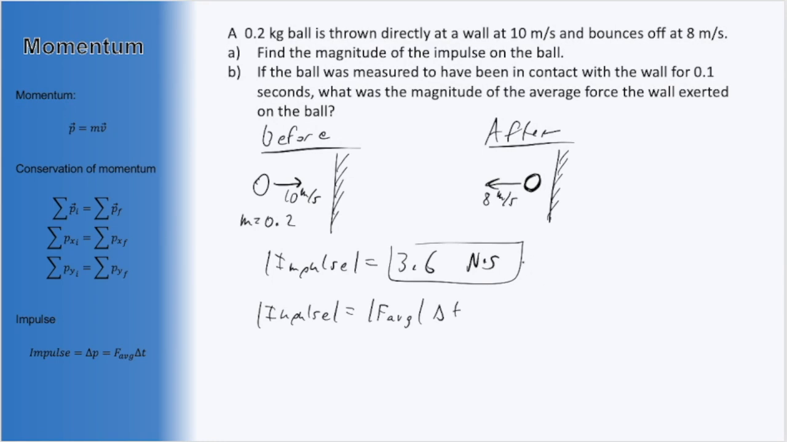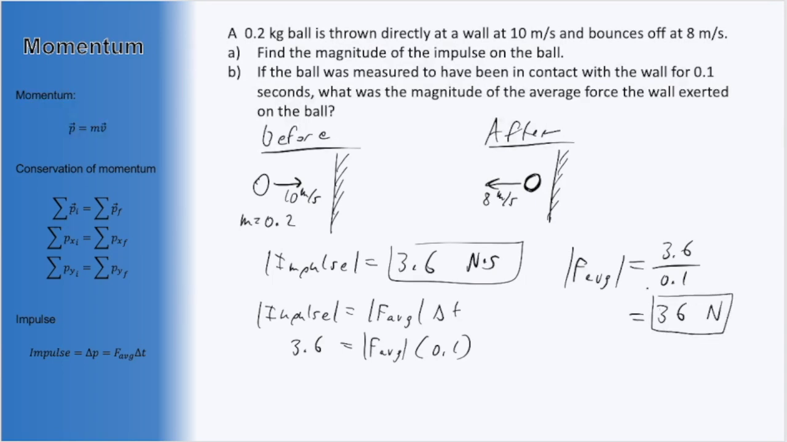I know the magnitude of my impulse is 3.6 Newton seconds. That has to equal whatever the magnitude of my average force is multiplied by the time, which is 0.1 seconds. This tells me that the magnitude of that average force equals 3.6 over 0.1, which would just be 36 newtons. And with that, we will bring our momentum discussion to a close.